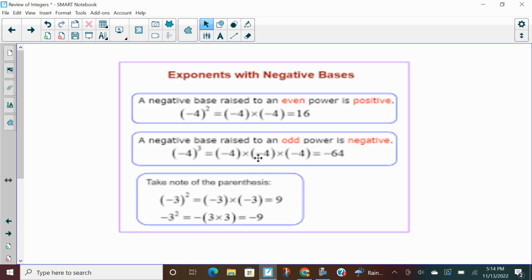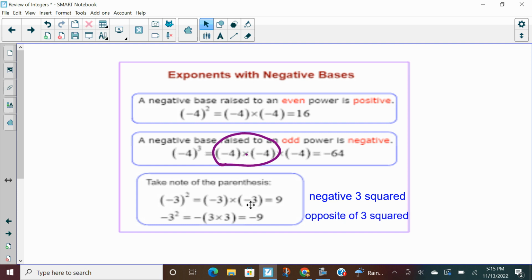So negative 4 raised to the third power is negative 4 times negative 4 times negative 4, which is going to be a negative 64, because these two make a positive 16, and then I have a positive times a negative. And then this part down here, you want to take note of the parentheses. This is negative 3 squared, so it's negative 3 times negative 3. The second one means the opposite of 3 squared. So it means you're multiplying 3 times 3 first, and then finding the opposite, which will be negative 9.